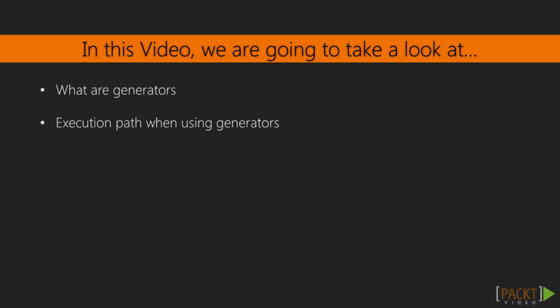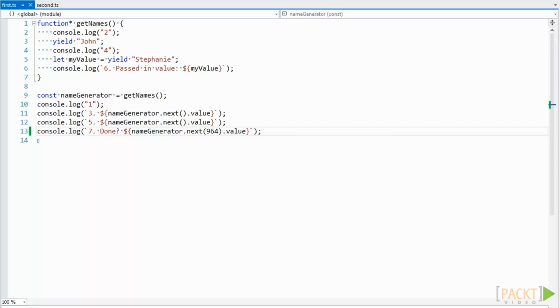We'll talk about what generators are and how the code execution path works when using them. A new feature coming to JavaScript with ES6 is the ability to create generators. Generators are a powerful way to define a function that returns a generator object, and then by using this generator object, we can iterate through its values on demand.